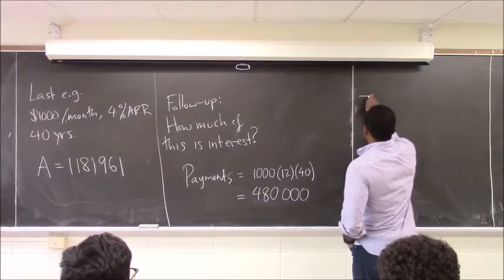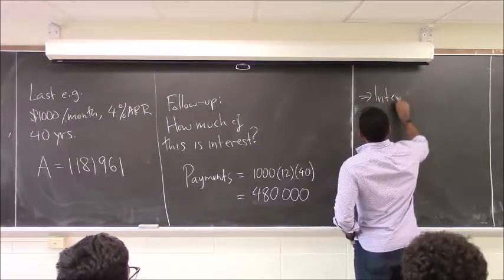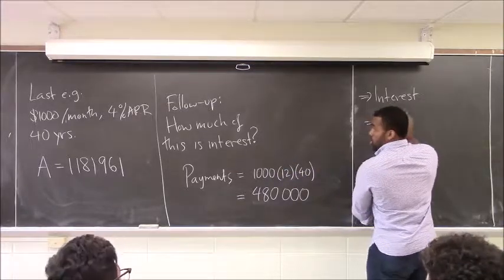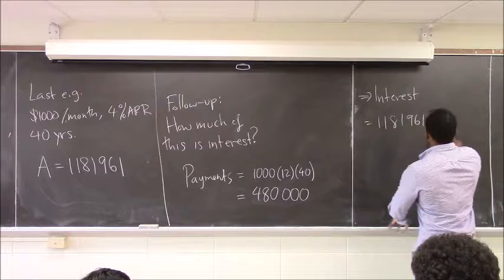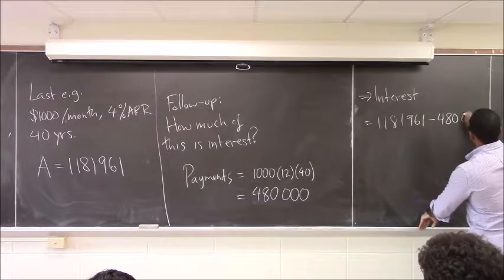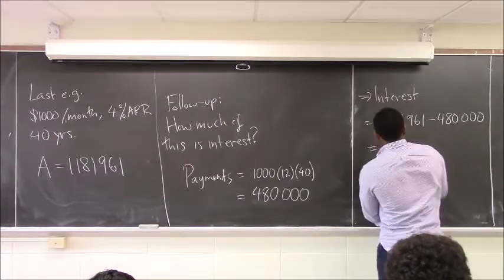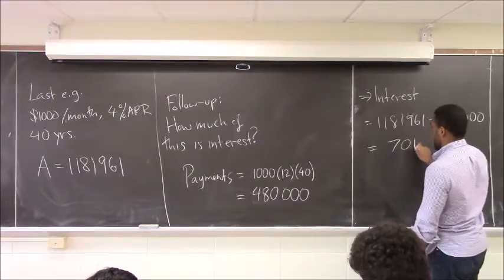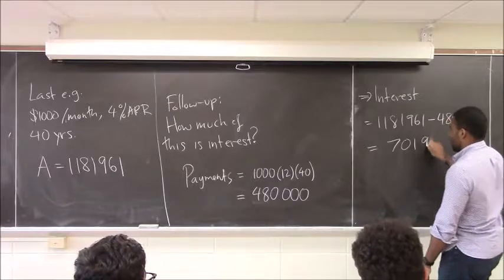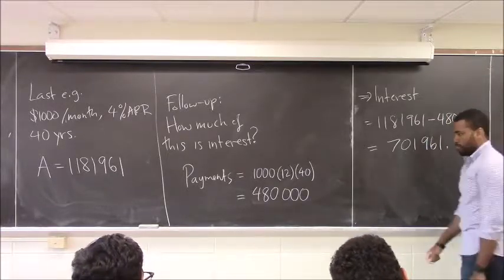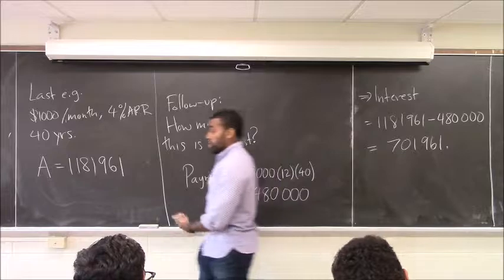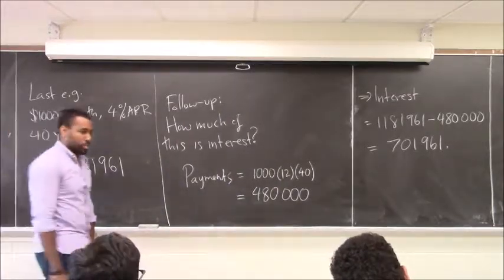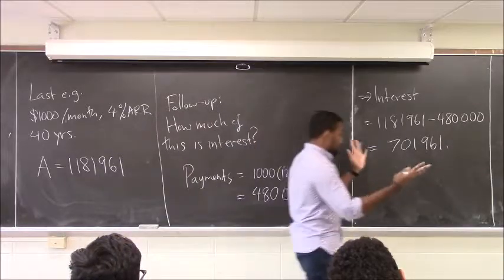So, which means the gain from interest is going to be what? Well, you're going to just take 1,181,961 minus 480,000. And what do you get? 701,961. So over this time period, you actually gained more interest than the money you even put in the first place. Right? That's the magic of compound interest.